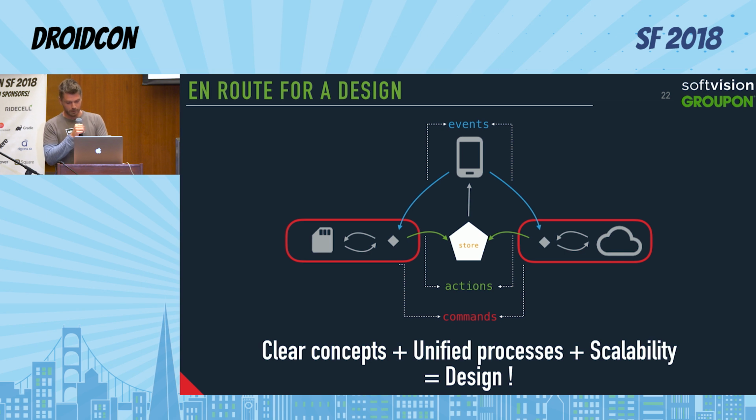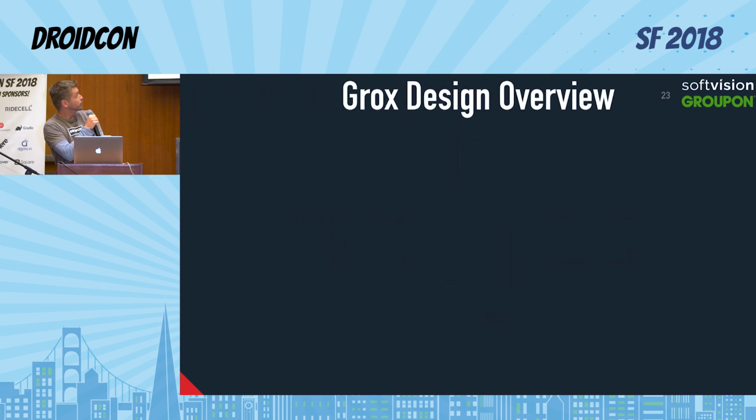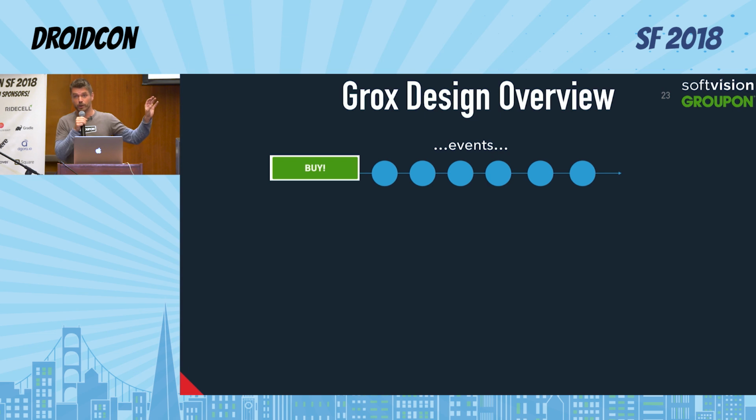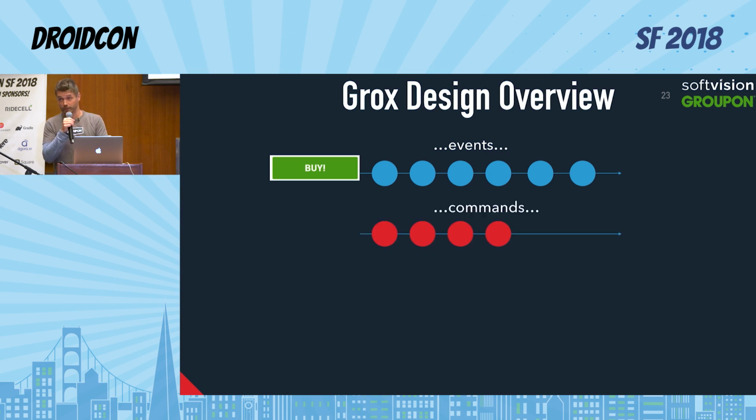So let's see a bit more of the design overview of Grox. Let's take a simple example. We are inside the Groupon application. There is a buy button so that our users can buy amazing deals from Groupon. Then we are going to see this button as a stream of clicks, a stream of UI events. Then from these events, we're going to map them into commands. Between the events and the commands, there is a one-to-one relation. So one event is going to trigger one operation.